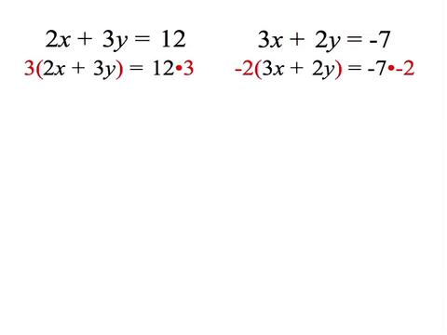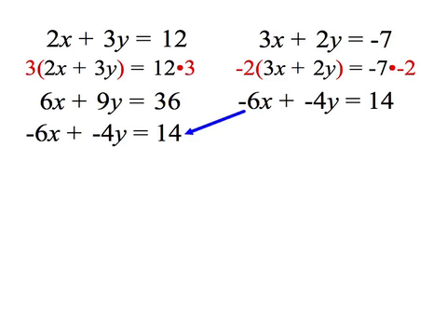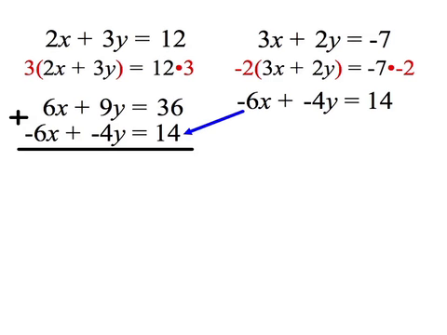So we're going to multiply the equation on the left by 3 and the equation on the right by negative 2. And when we finish, we get 6x plus 9y equals 36 on the left, and negative 6x plus negative 4y equals 14 on the right. And now we choose to write the equation on the right underneath the equation on the left. Draw the line, add the plus sign, and now we add them together.